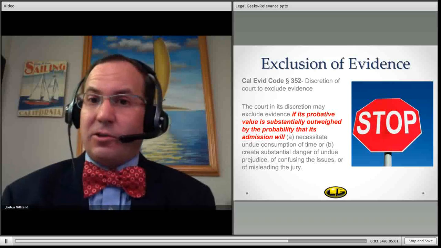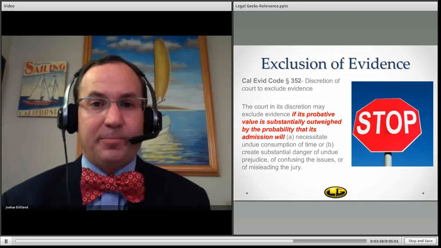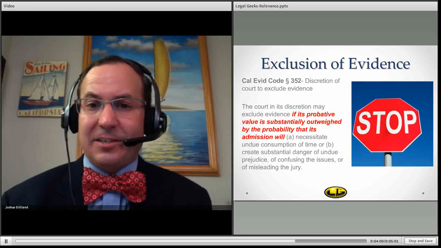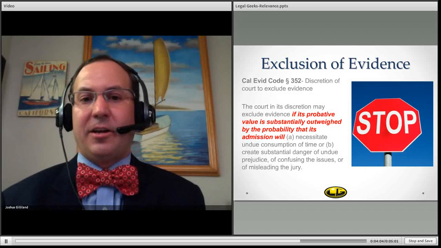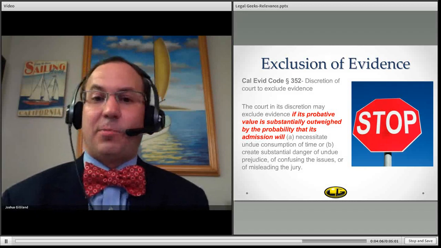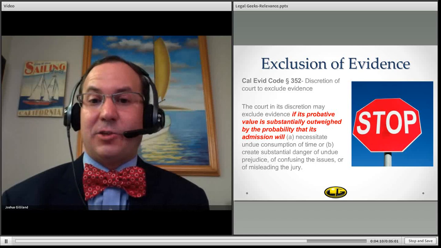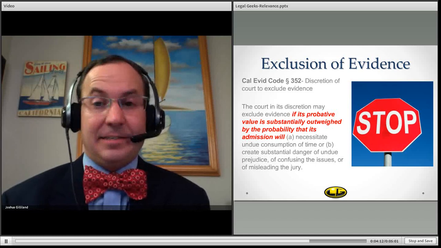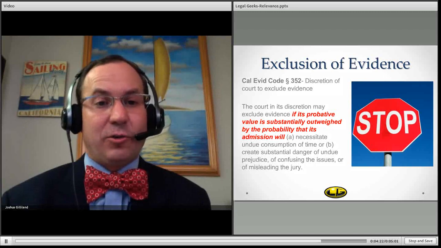California's exclusion rule is defined under Code Section 352. And in that, it states the court, in its discretion, and again, this is an issue of discretion, may exclude evidence if its probative value is substantially outweighed by the probability that its admission will, A, necessitate undue consumption of time, or B, create substantial danger of undue prejudice, of confusing the issues, or of misleading the jury.